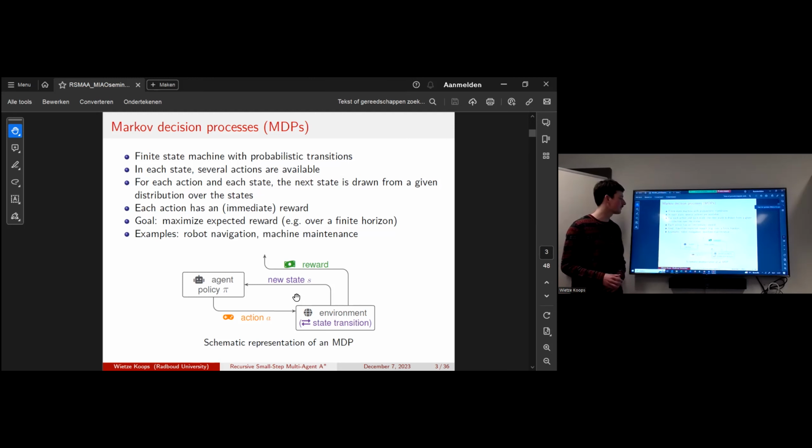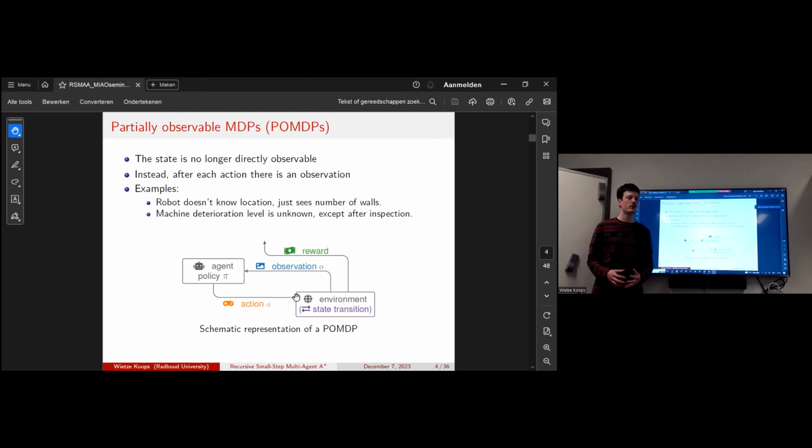Here we also have a schematic representation of the MDP. We proceed in stages. Every stage the agent chooses an action. This action causes a state transition in the environment, and the agent receives a reward and is informed of the new state. This then proceeds either for a fixed finite horizon, so for a fixed number of stages, or it could also be for an infinite horizon.